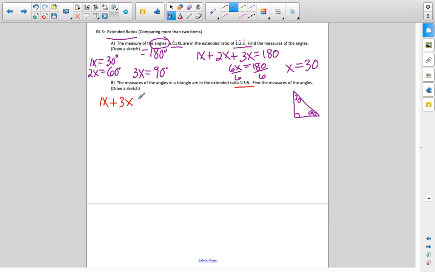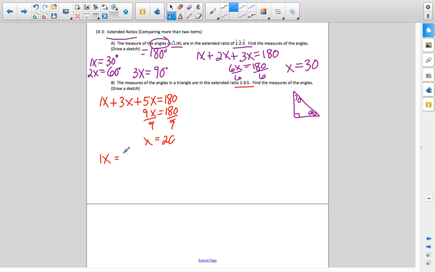1 plus 3 plus 5 is 9 times x, which equals 180. And when I divide by 9, x equals 20. Does an angle equal 20? Let's see. 1x, 3x, 5x. So 1x equals 1 times 20, 20 degrees. 3x equals 3 times 20, or 60 degrees. And 5x is our third, our largest angle, which is 5 times 20, or 100 degrees.